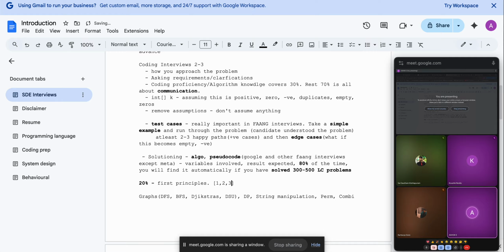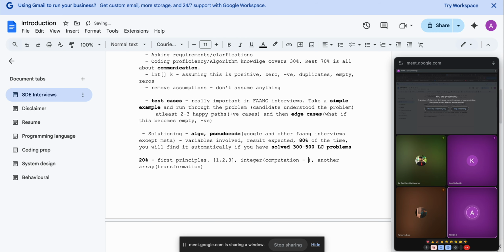If they mention an array, you need to think, okay, I have this group of numbers. If they look for some result, it can be an integer, or it can be another array. If it is another array, what they are looking for is some transformation. If they are looking for an integer, they are looking for some computation. Again, this computation is going to be some mathematical thing, and the transformation is going to be some manipulation of the array.